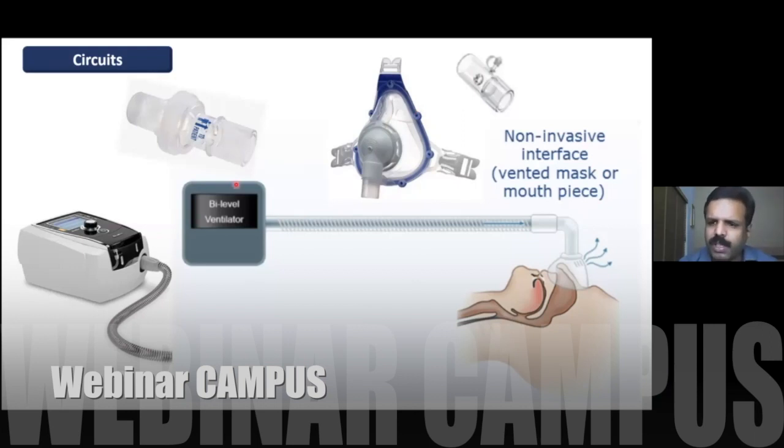The same way, when you are connecting the single limb non-invasive ventilator to a tracheostomy tube, there also you will have to connect this leak port.